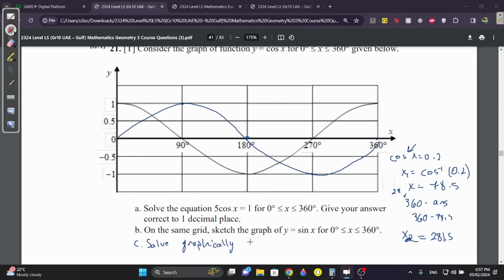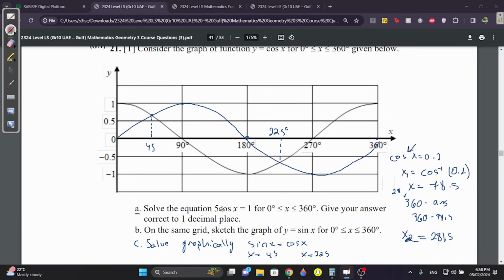Sine x equals cosine x. How you do this is, all you have to do is look at the graph you have and see where these two intersect. Over here it intersects somewhere between 0 and 90, which is 45, and over here it intersects somewhere between 180 and 270. You'll say 225. These are your two solutions. You'll get x equals 45 and x equals 225.